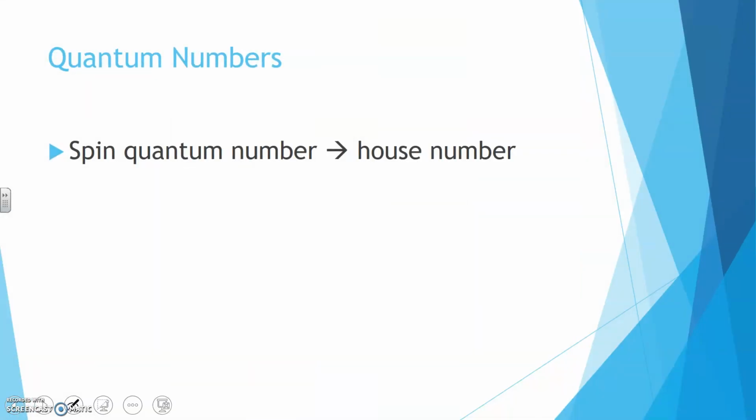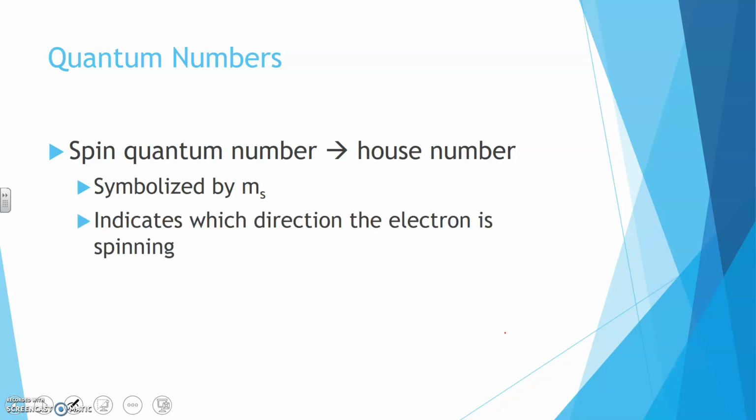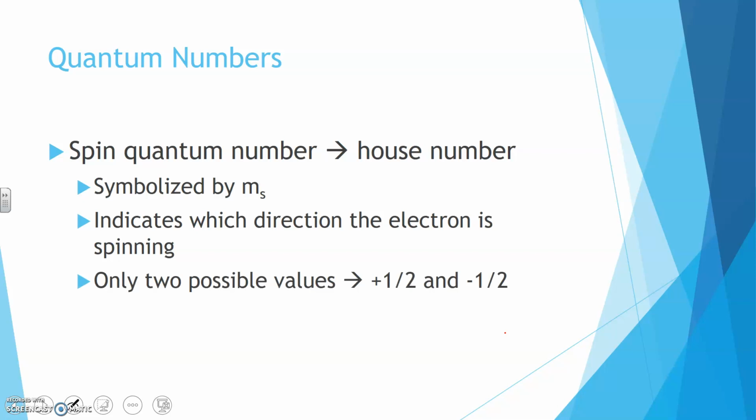And now finally we get to the spin quantum number. So this is the house number. And if you remember from the very beginning of this video, I said that basically there are only 2 houses on each street, which means that the spin quantum number can only be one of 2 values. It is symbolized by m sub s, and it indicates which direction the electron is spinning, either in the positive direction or the negative. So the 2 possible values are positive 1/2 and negative 1/2.